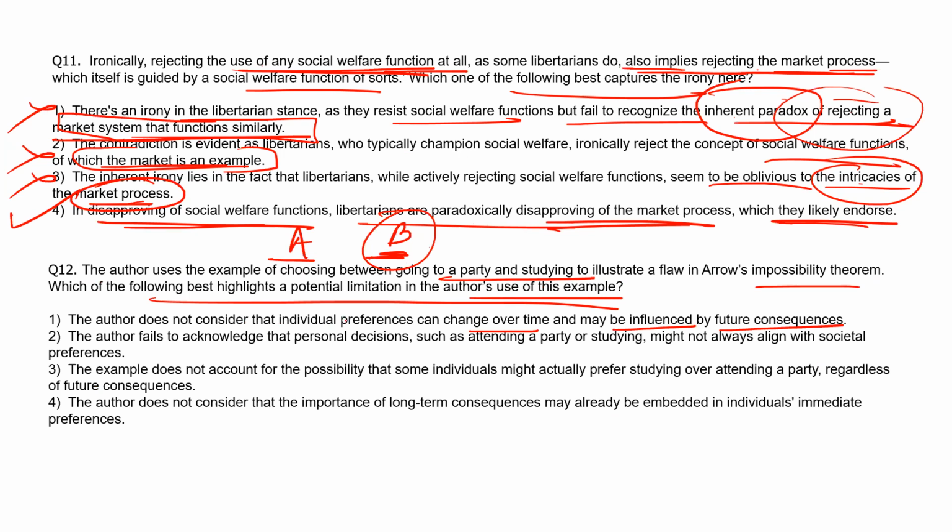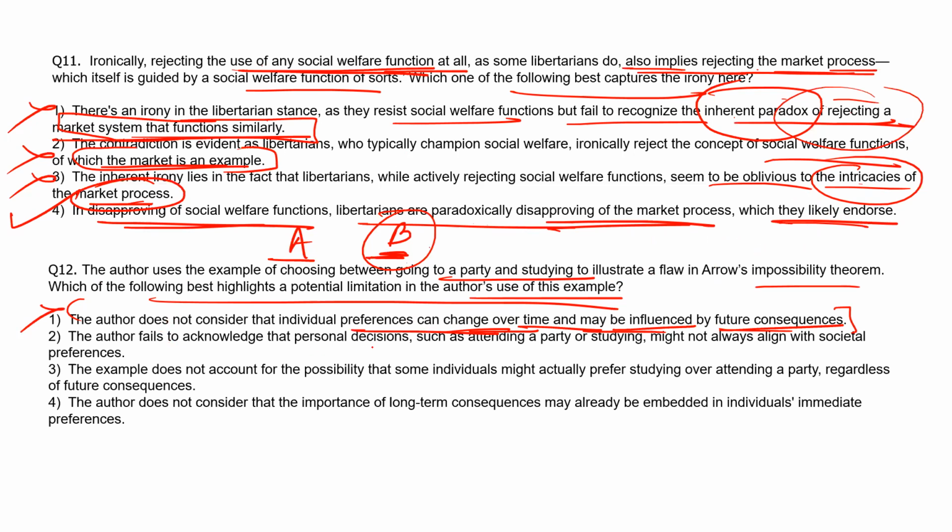Okay. That does not consider the individual preference can change over time and may be influenced by future consequences. He is not looking at it like that. That way anything can change. Okay. That way anything will change and anything can be influenced by something else. So here he is talking about a moment in time. So at this moment, if there is an option of going to a party or studying at home, and you are choosing to party, then you are ignoring the potential or future consequences. If you have future consequences in mind as an option, then you may not go to party, you may stay at home. But then this doesn't mean that this will change over time and therefore this is a limitation. So this is wrong.